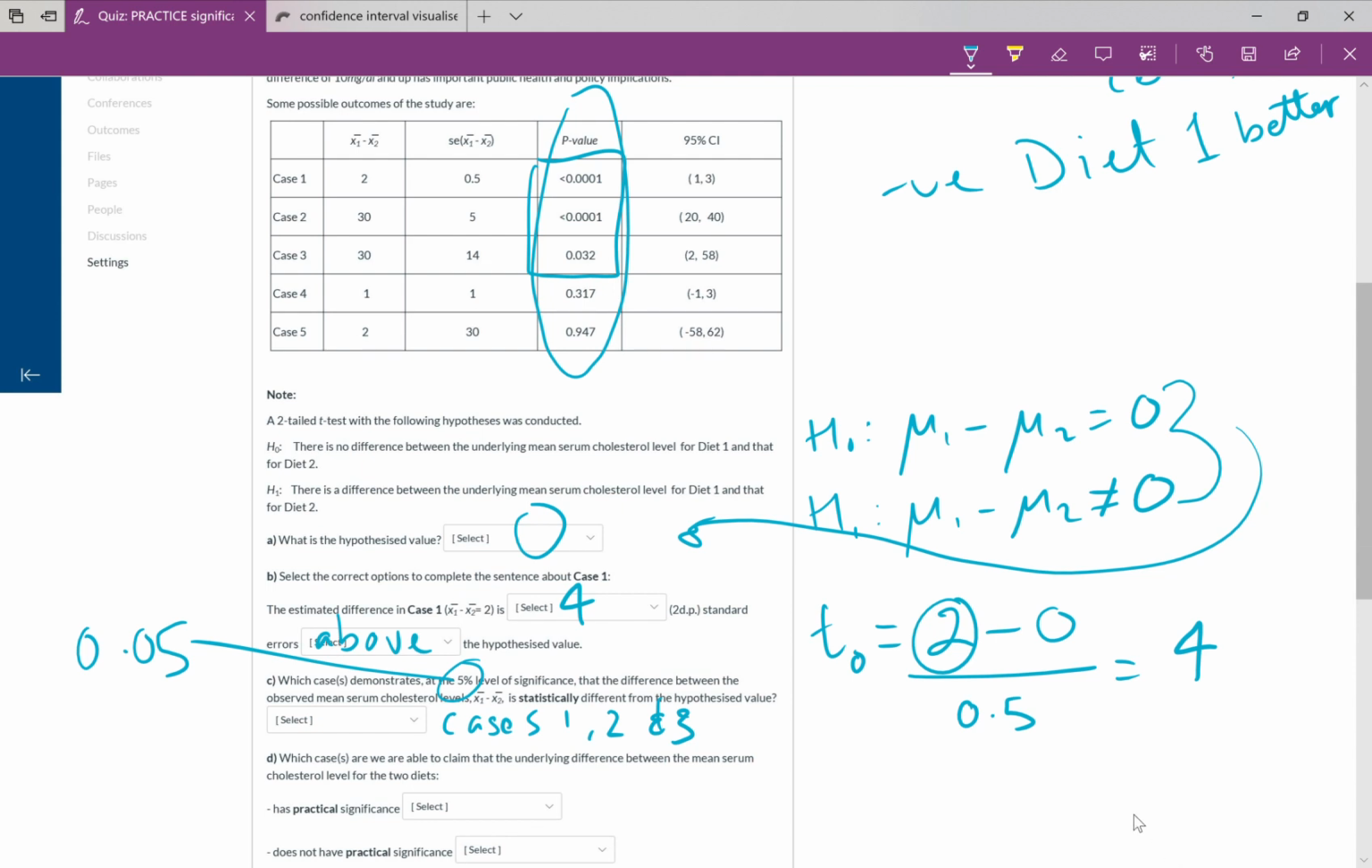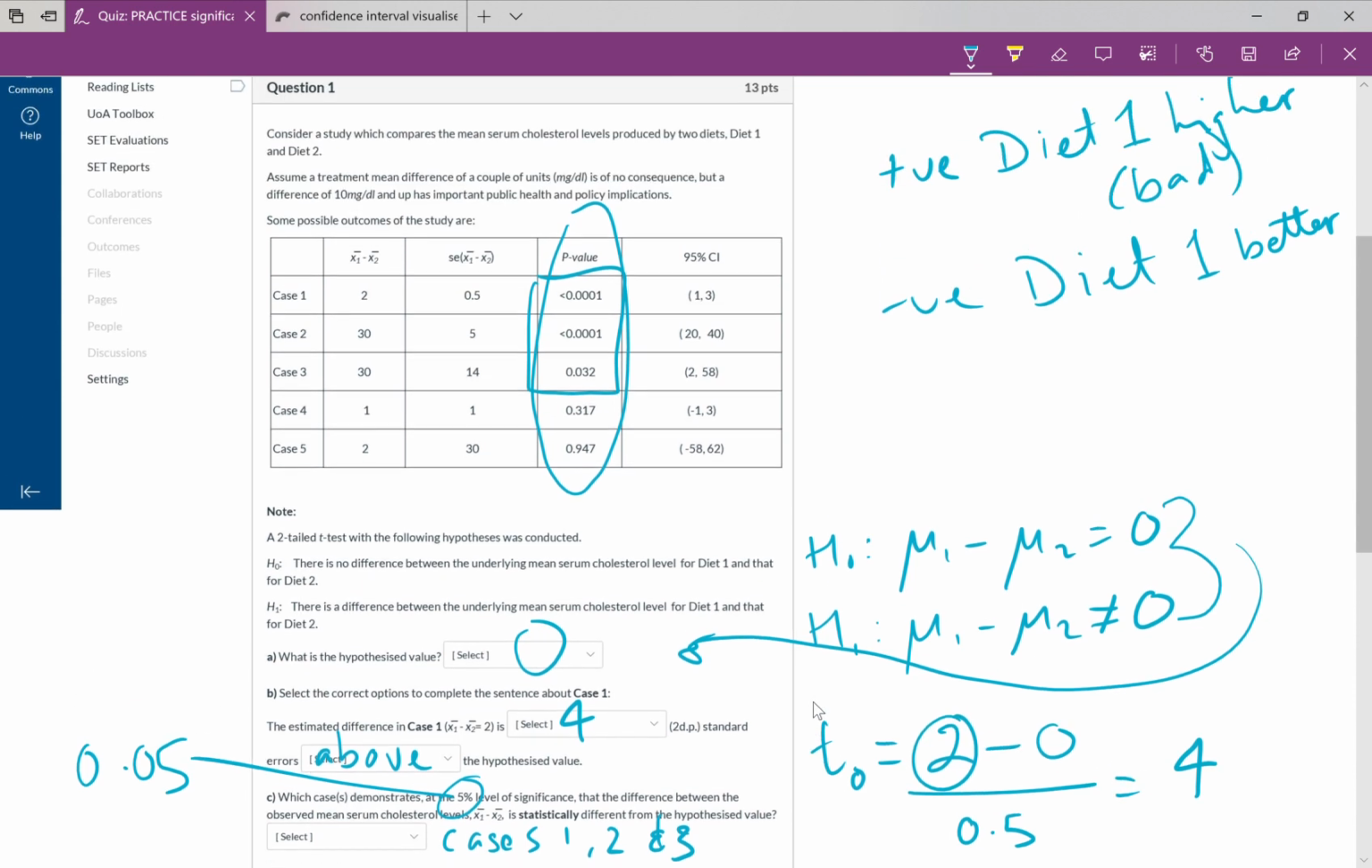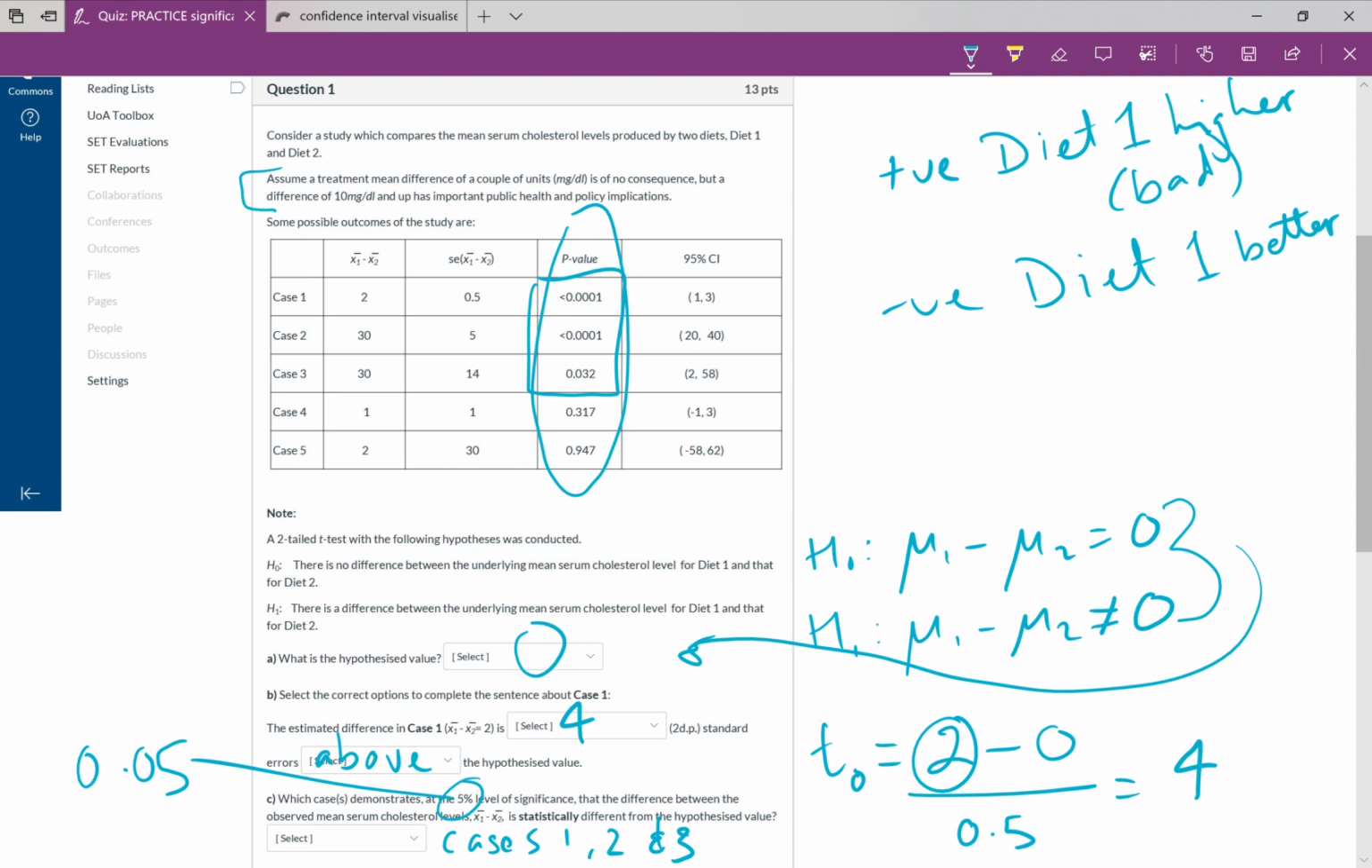The next question is asking about practical significance. So for this, let's go back and read the question again. This information here is telling us about practical significance. A difference of less than 10 is not practically important, but anything 10 or more is. So looking just at our estimates, the only differences that come up as bigger than 10 are on cases 2 and 3. But that's not enough just looking at that. We actually need to look over at our confidence intervals.